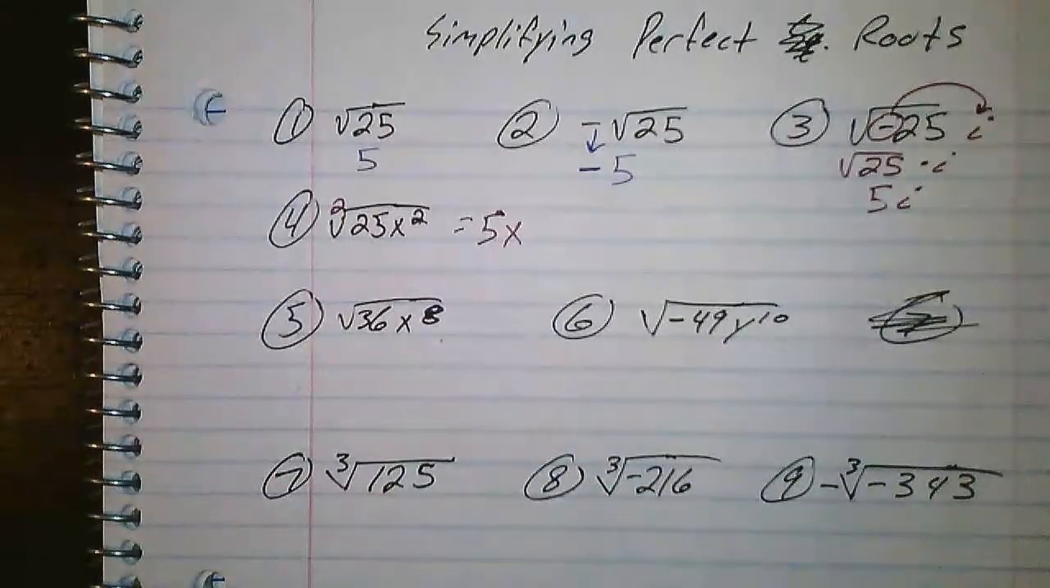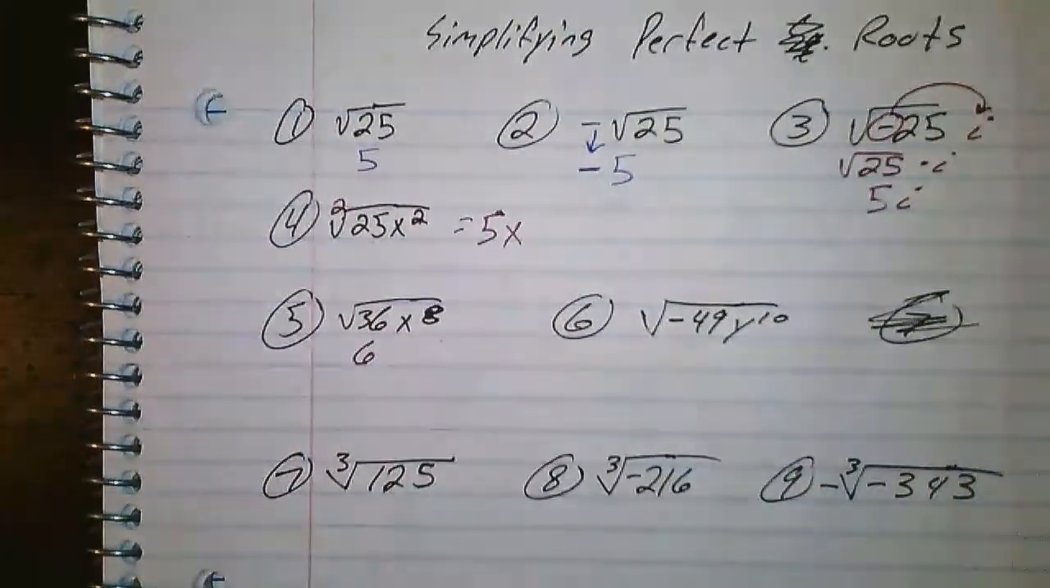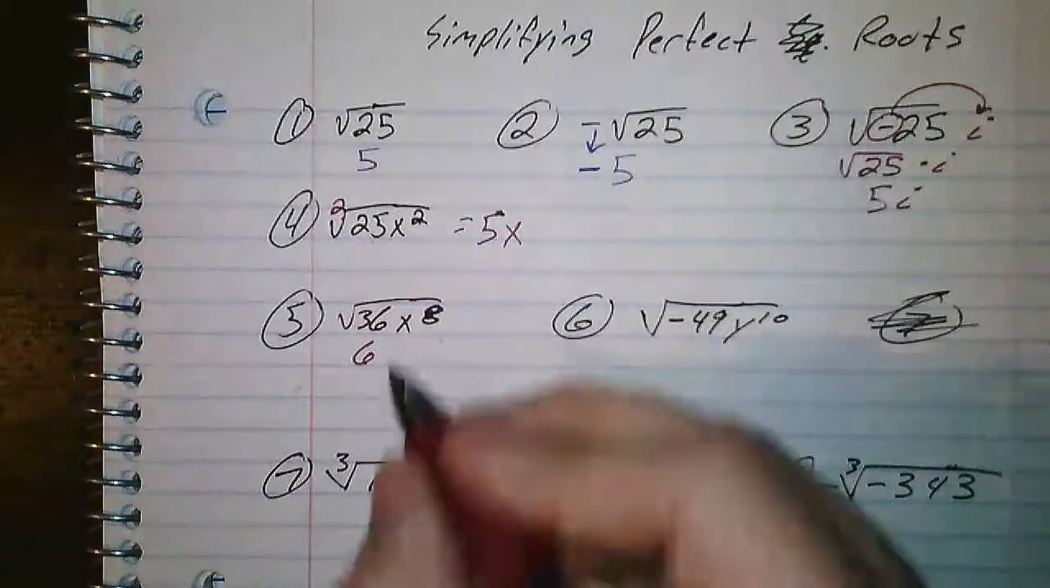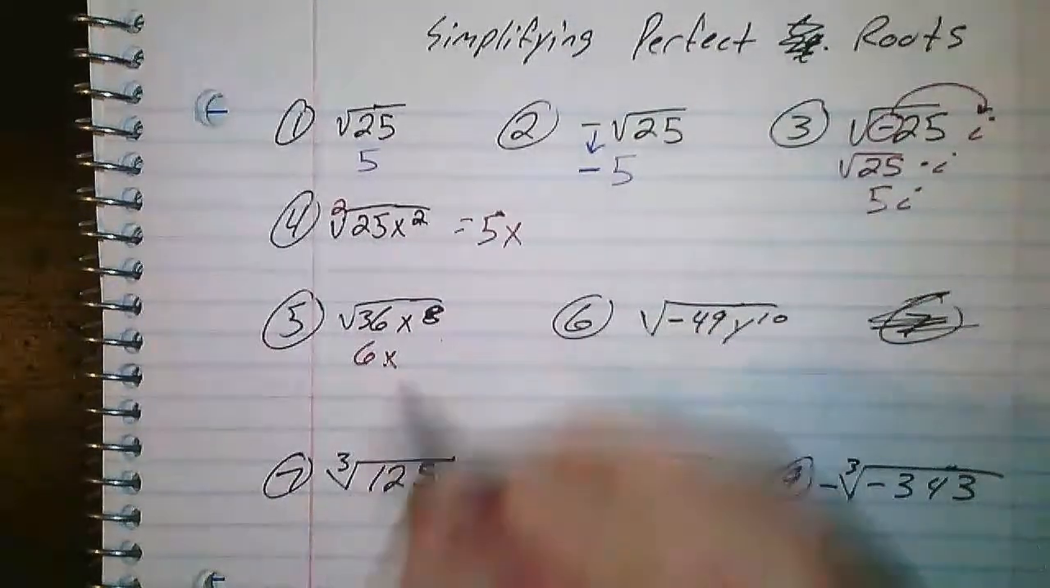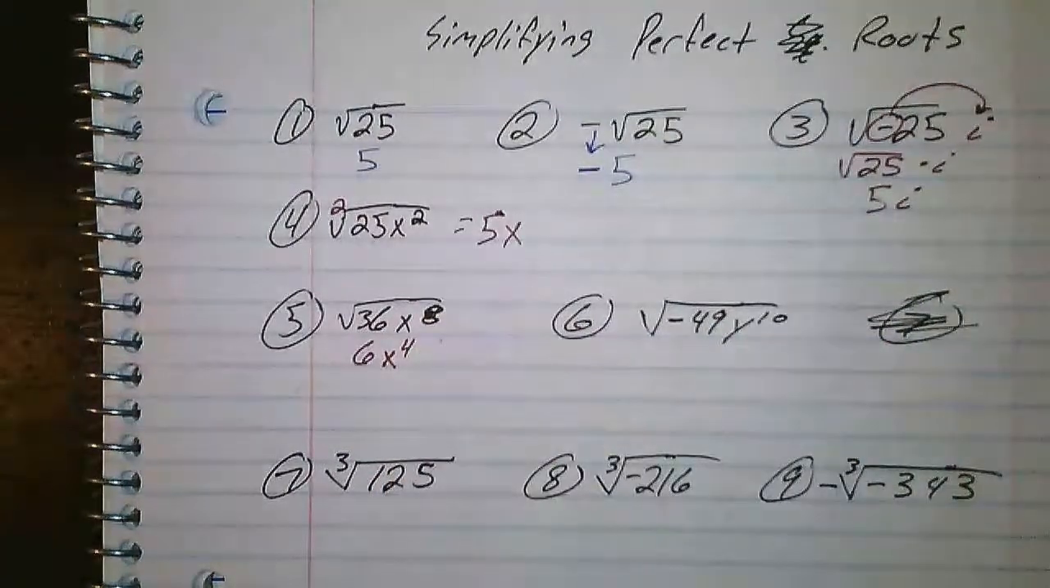For 36x to the 8th, again, you take the square root of 36, which is 6, the square root of x to the 8th. We have our base of x, divide 8 by 2 to get 4.